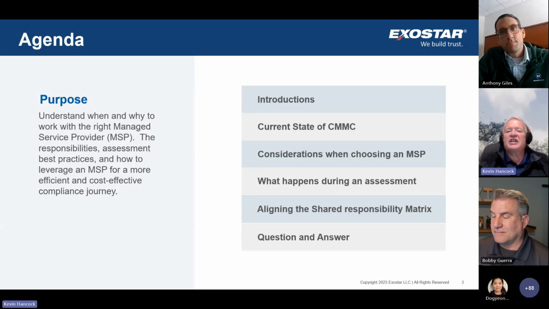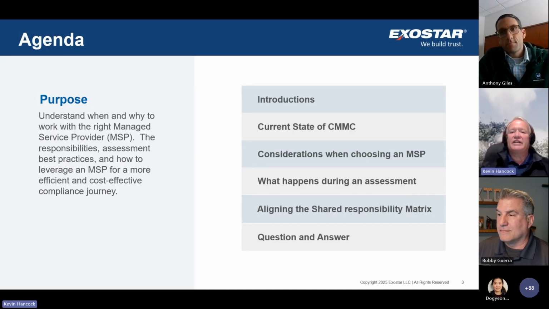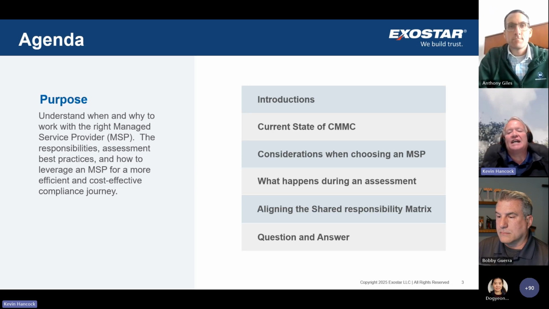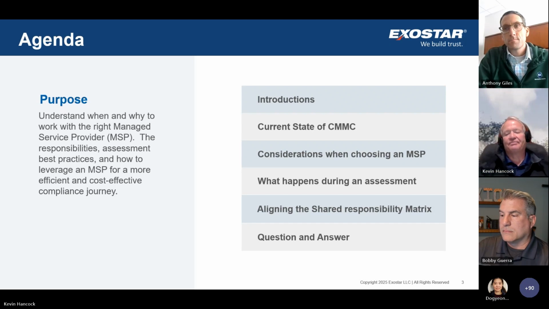So this is the agenda we'll be covering. I'm going to start today's session by giving just a current state of CMMC. Then I'm going to turn it over to Tony and Bobby to go over basically how to work with an MSP, what happens during an assessment, how to utilize that shared responsibility matrix, and then we'll dive into that question and answer session.